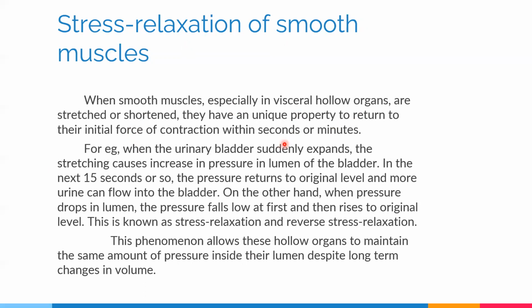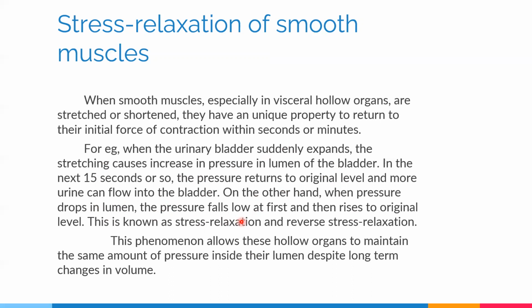For example, when the urinary bladder suddenly expands, the stretching causes an increase in pressure in the lumen of the bladder. In the next 15 seconds or so, the pressure again returns to the original level and more urine can flow into the bladder. On the other hand, when pressure drops in the lumen, the pressure falls low at first, but then again rises back to the original level.